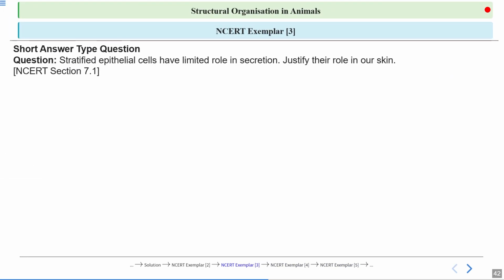Next question. Stratified epithelial cells have limited role in secretion. Justify their role in our skin.